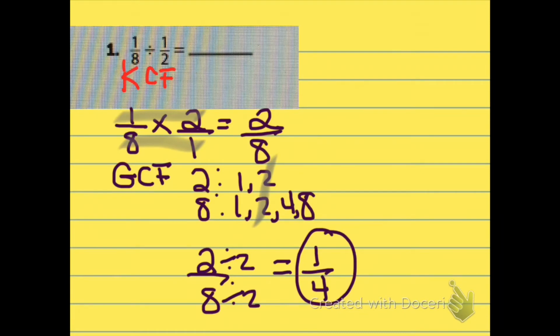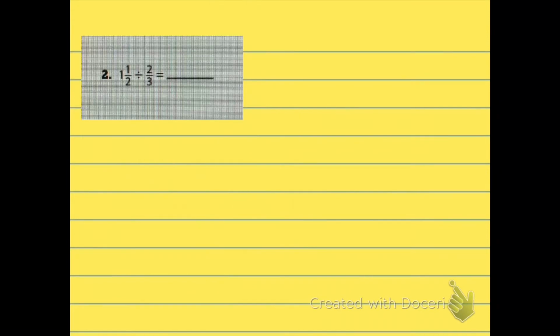Okay, make sure you have all this work in your textbook. Here's number 2. Okay, guys, number 2 is super special because it has a fraction that is a mixed number. We did not write this down in our notes. We have to turn this mixed number into an improper fraction before we can do anything.